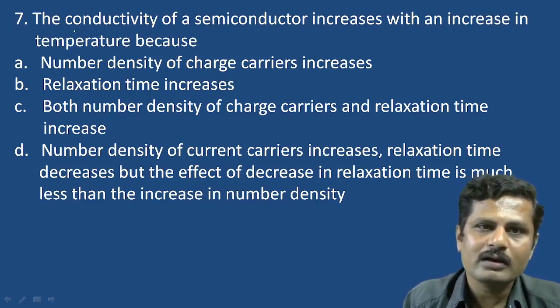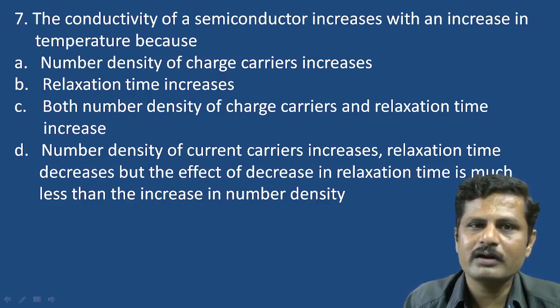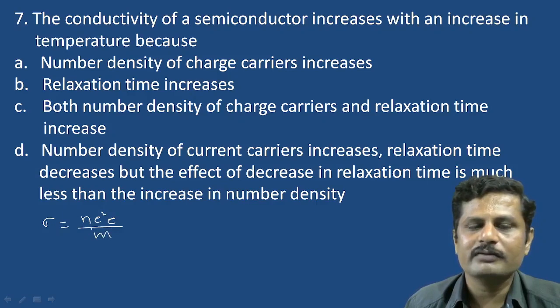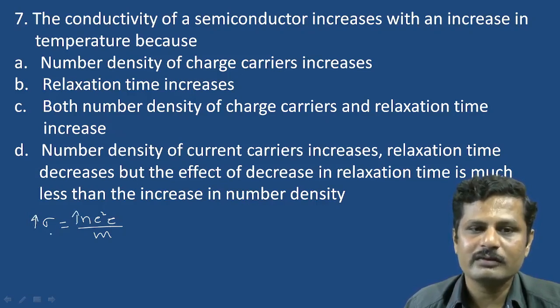We have a relation between conductivity, number density and relaxation time, that is, conductivity is equal to n e square tau divided by m. This is the relationship between conductivity, relaxation time and number density. If there is an increase in temperature, the electrons present in the valence band will jump to the conduction band, thereby number density increases. As the number density increases, the conductivity increases, as they have a linear relationship.